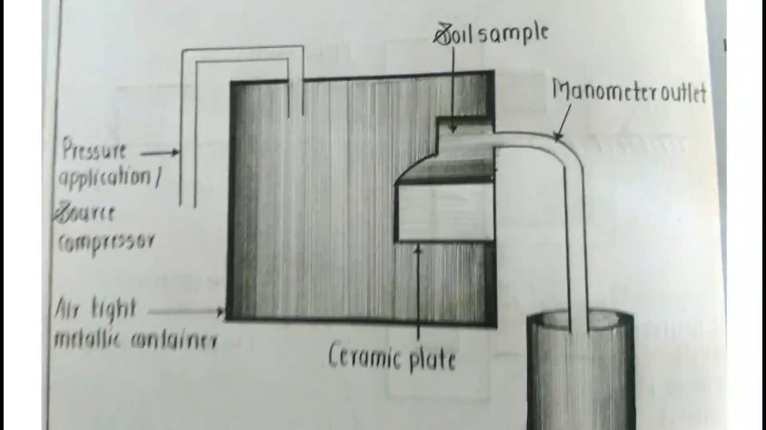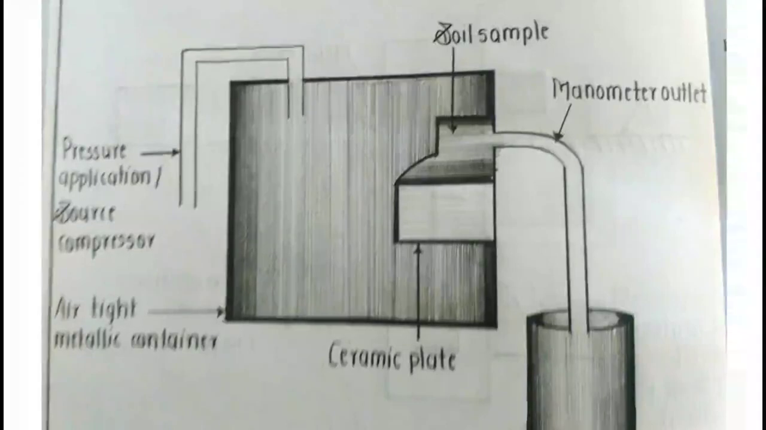So the procedure is: bring the soil sample from the field, keep it on the ceramic plate, and apply pressure through the compressor, the pressure application source: 1 bar, 2 bar, 5 bar, 10 bar, whatever you want, because this is usually used for experiment. When you apply more and more pressure, more and more water will be drained out from the outlet, the manometer. The remaining soil sample on the ceramic plate, you can remove from the chamber, dry it in the oven, and determine the percent moisture.